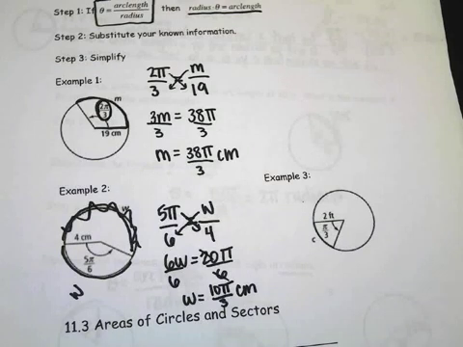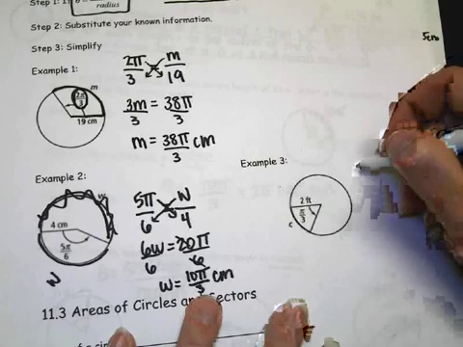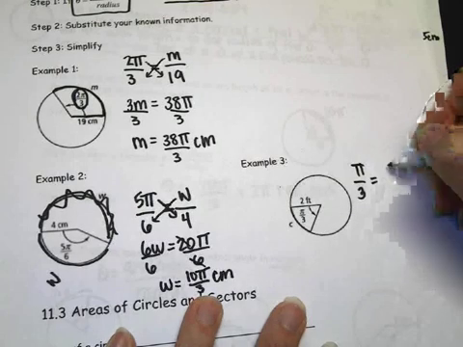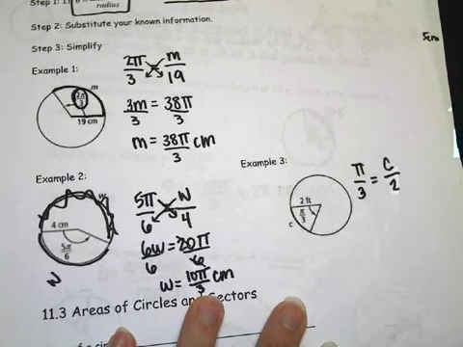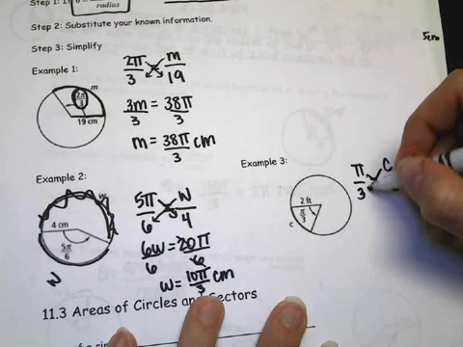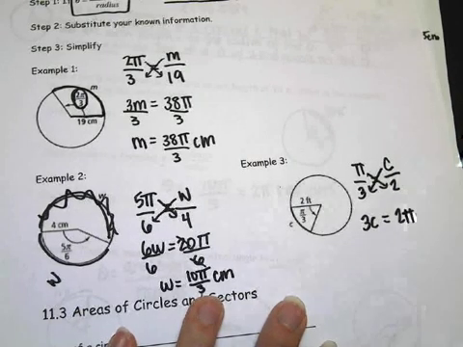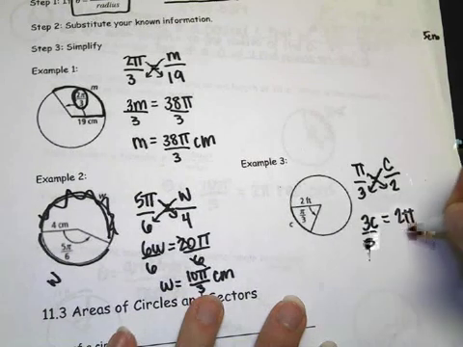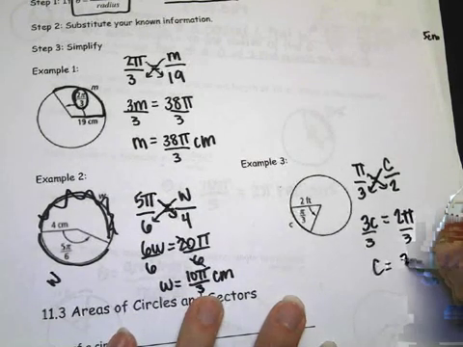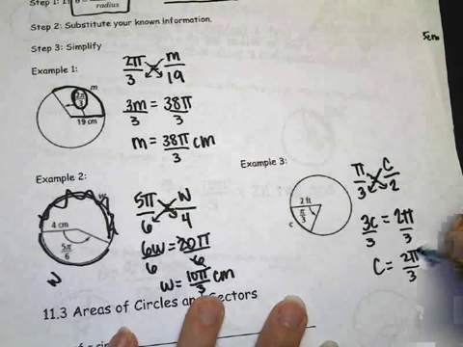Go ahead and do the next one on your own. Pause the video. All right, you guys, let's see if you got it right. That pi over 3 equals the arc length over the radius. Cross multiply, so you get 3c equals 2 pi, and then divide by 3. Did you guys get 2 pi over 3 feet?